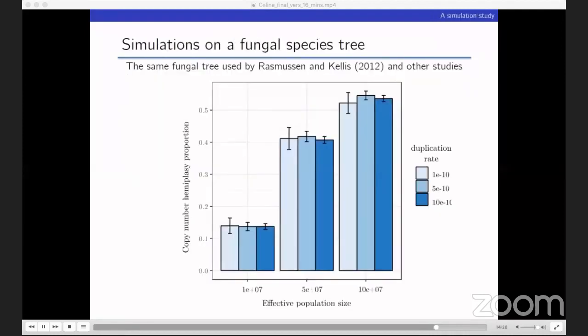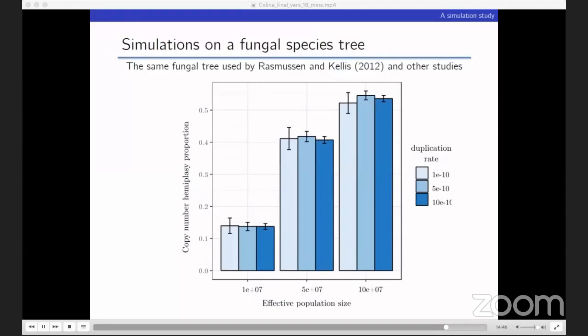Aiming at assessing the impact of CNH on gene evolution, we simulated gene trees on the fungal species tree used by Rasmussen and Kellis, using 3 different duplication and loss rates, where duplication and loss rates are considered equal here, 3 effective population sizes, and 0.9 year per generation, which includes similar parameters to those considered by Rasmussen and Kellis in their paper. And to be similar to their scenario, we also consider all duplications to be unlinked and no transfer.